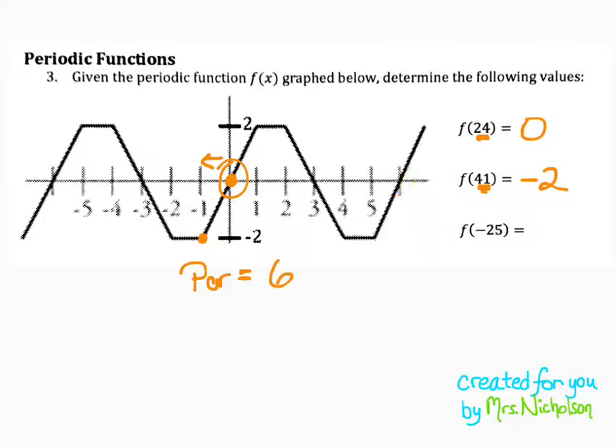All right, let me erase those markings, and let's do -25. So -25, again, not a multiple of 6. The closest multiple of 6 would be -24. And so when I get to -24, I'm going to be at the end of the cycle, or you could think about it at the beginning of the cycle, either one. And then -25 is going to be 1 more unit to the left. And so again, that puts me at the same spot in the cycle where my function value is -2.